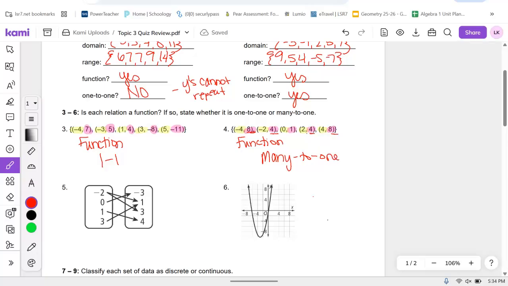Now, looking at number 5, -2, 0, 1, 3, -3, 1, 3, 4. Now I can rewrite this as ordered pairs if that helps. So I'd have -2 goes to 1, -2 also goes to 3, 0 goes to -3, 1 goes to 4, and 3 goes to 1. And then you can see right there that the -2's repeat, so therefore it's not a function.